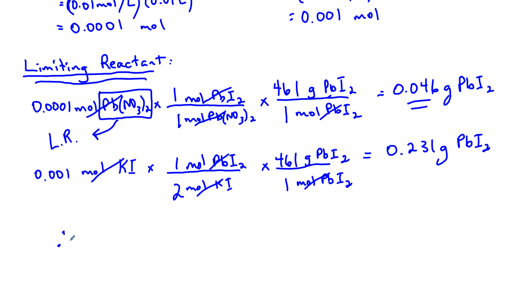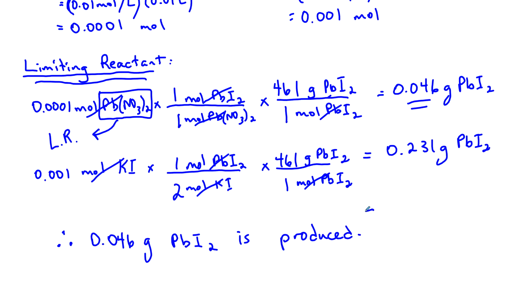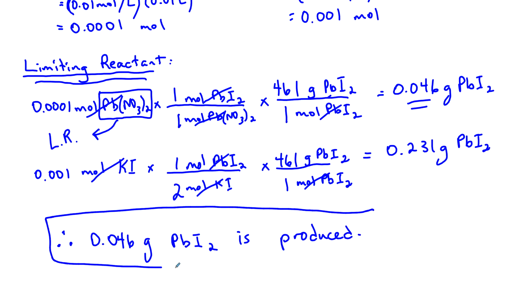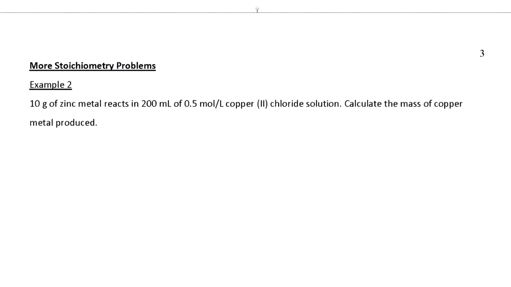So all my math is done. I've done all the calculating I need. Now I can just say, therefore, 0.046 grams of PbI2 is produced. Okay. A couple more examples.